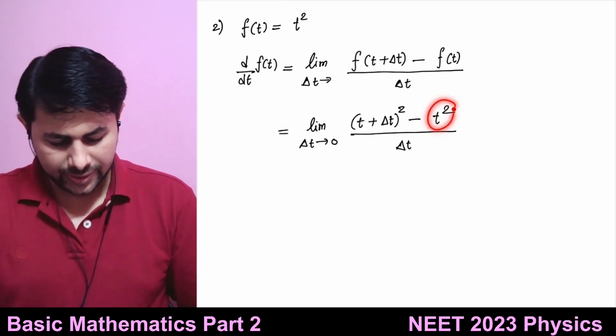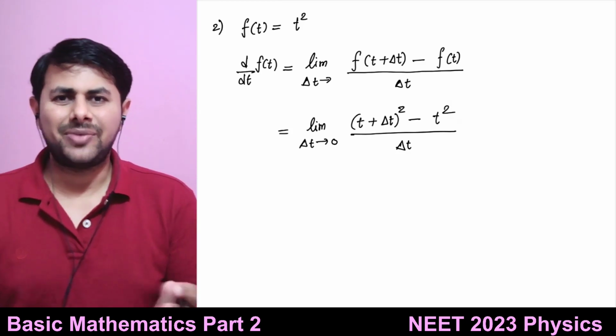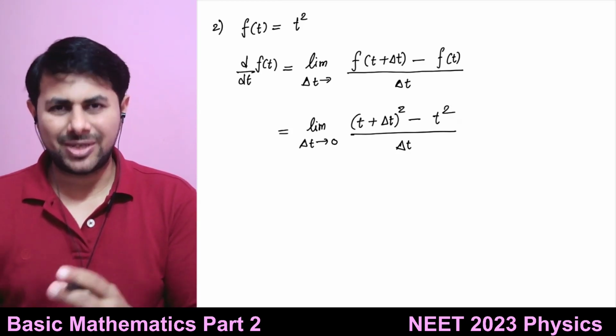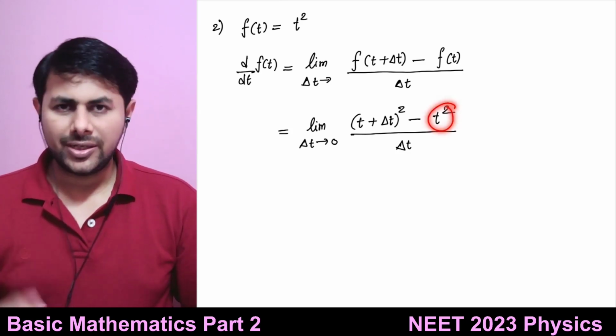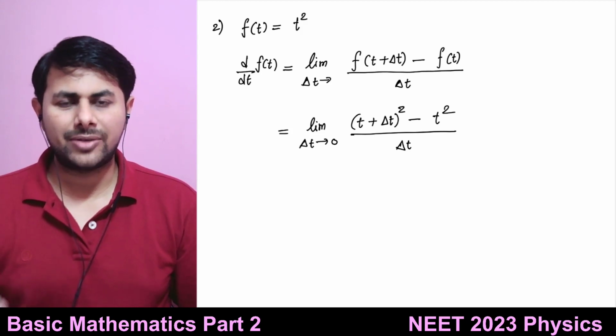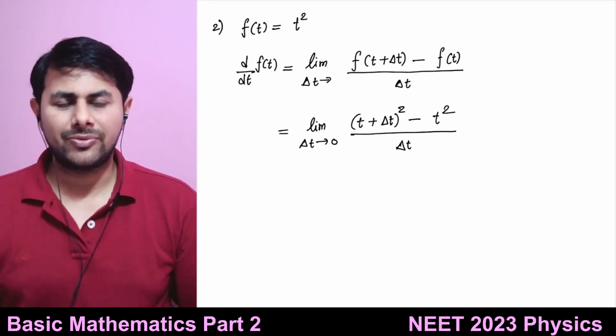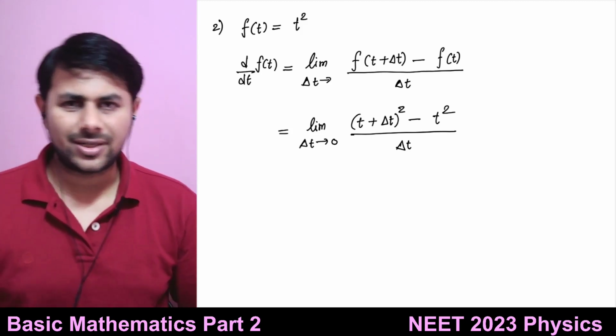See, f of t is t square. So f of t plus delta t, some other value of t. The other value is t plus delta t. When the variable is equal to t, the function gives t square. When you put the variable equal to t plus delta t, the function will give that value squared. So it is t plus delta t whole square, right?